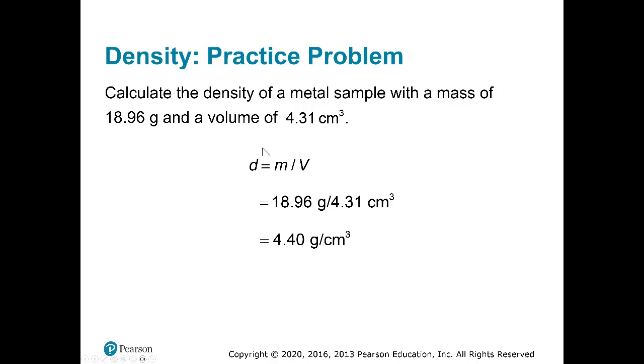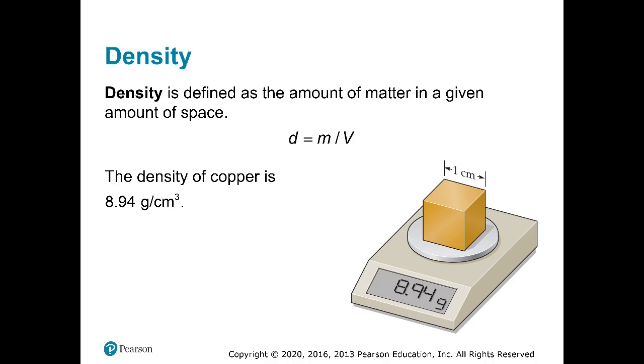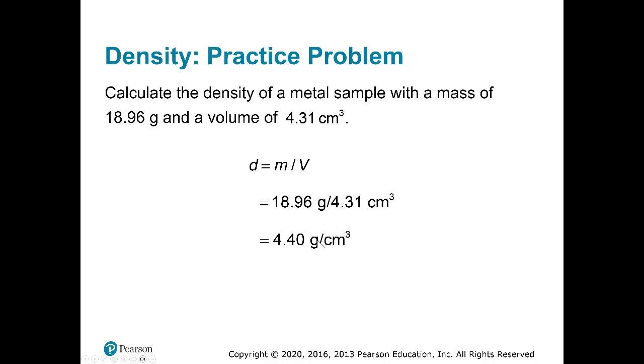So, anyways, what do I have? Well, I have these two numbers, don't I? I have 18.96 grams, so I have grams. I have 4.31 centimeters cubed. What do I need? I need a density. What is density? Well, density is grams over centimeters cubed, as you can see in the previous slide. And as you can see in this slide as well, because I revealed the answer by accident.